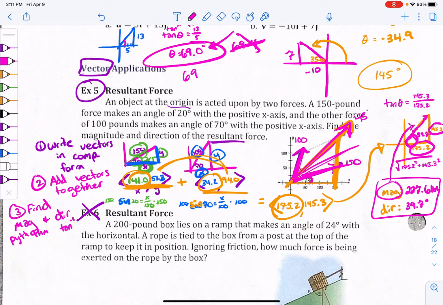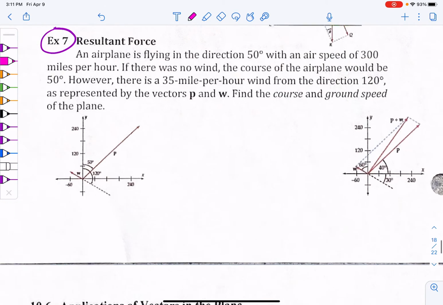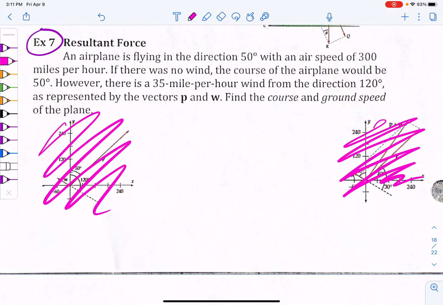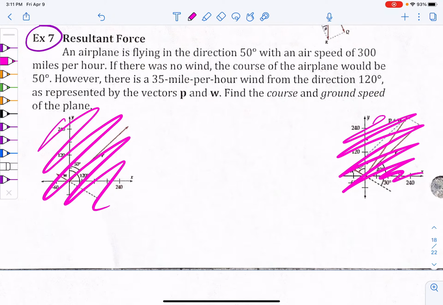Let's go on down to example 7, and I don't like the way that these pictures are drawn, so let's skip those pictures, and I'm just going to do our own pictures here. An airplane is flying at a direction of 50 degrees with an airspeed of 300 miles per hour. If there was no wind, the course of the airplane would be 50 degrees.